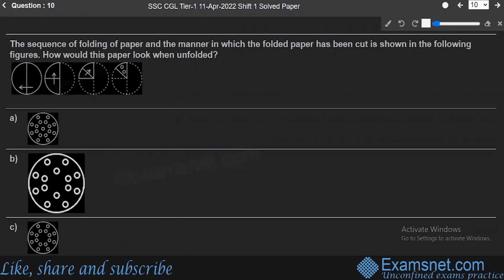The sequence of folding of paper and the manner in which the folded paper has been cut is shown in the figure. How would this paper look when unfolded? So this is the sequence in which the paper is being folded, right? And if you are unfolding this one, what will you have? You will have two circles here, right? And then you will have two circles here and two circles here. And see, two here, two here, two here, and two here, right?